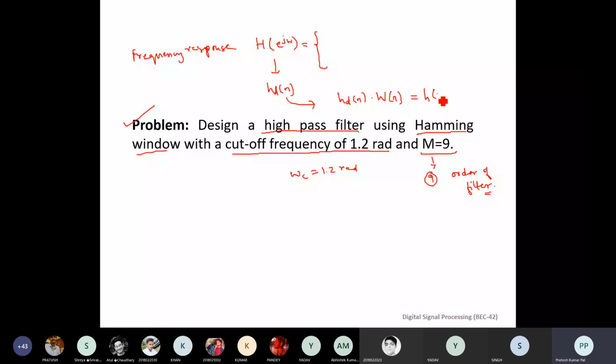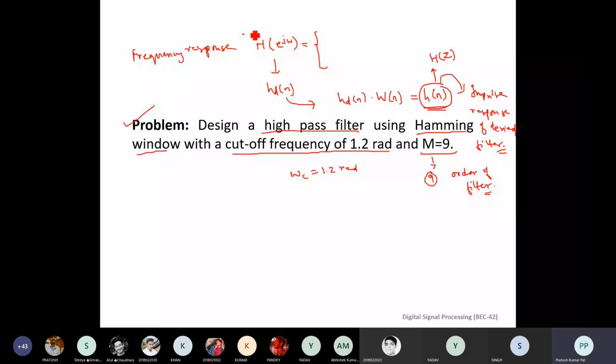So our main motive is to find out this impulse response of the desired filter. Once we have found this, we can proceed further to find H of z, the transfer function of the digital FIR filter. Here in the question, the cutoff frequency and the m value, that is the order of the filter, are given, and with respect to that we will find the frequency response.